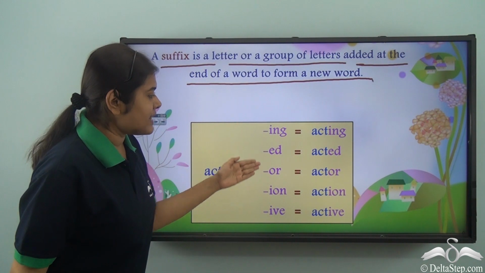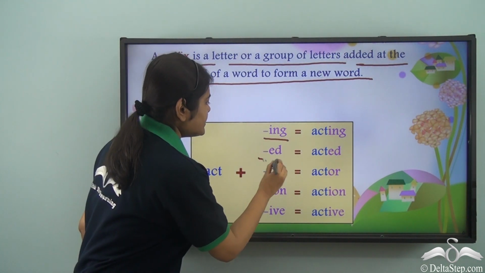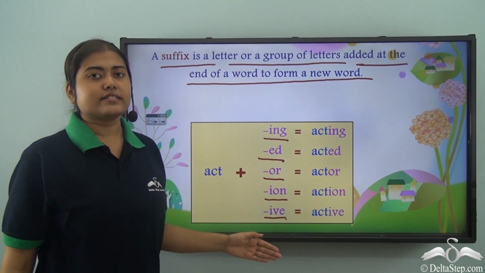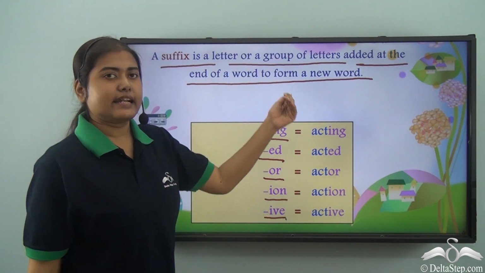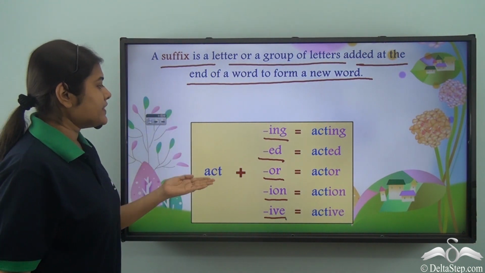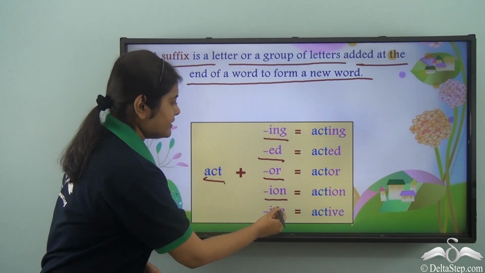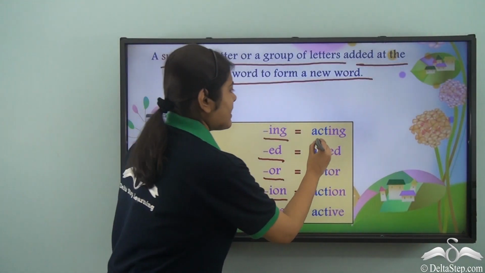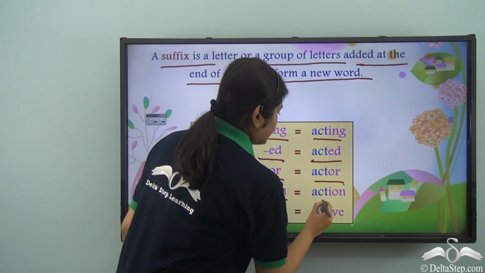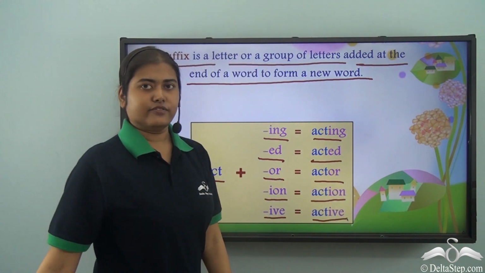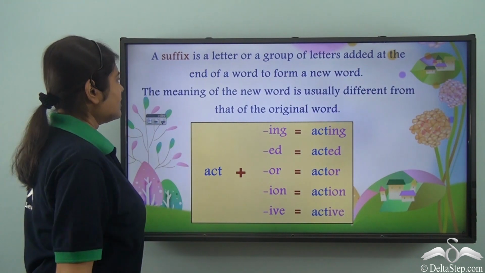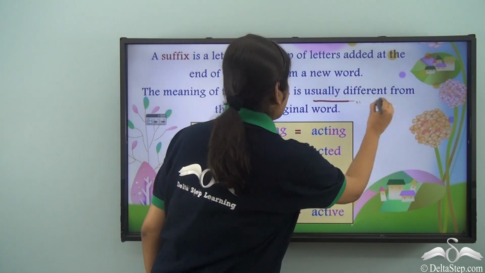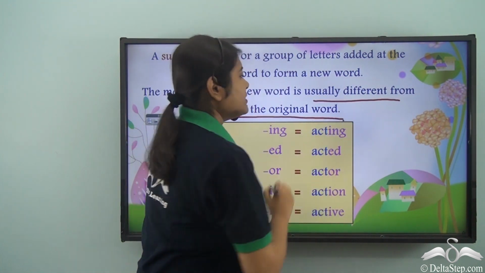So, these groups of letters like ING, ED, OR, ION and IVE are all suffixes which are groups of letters and they are added at the end of a word. For example, these when added at the end of the word act gives us words like acting, acted, actor, action and active. The meaning of the new word is usually different from that of the original word.